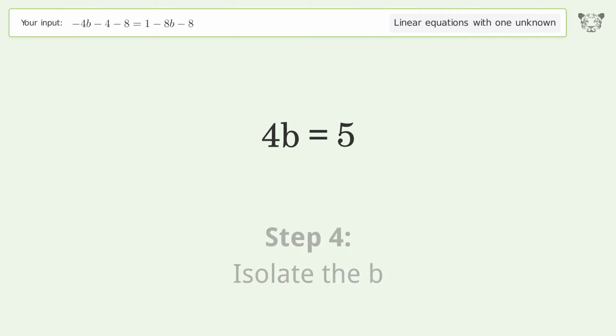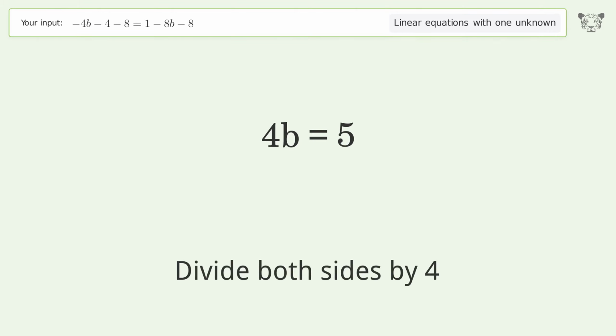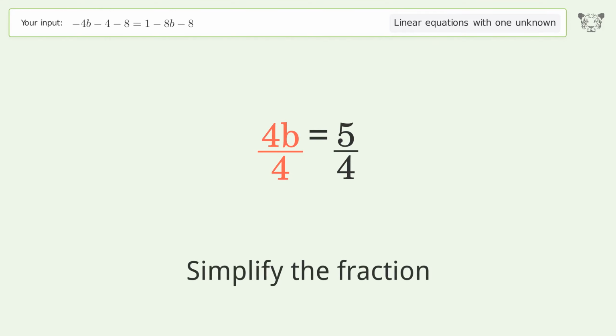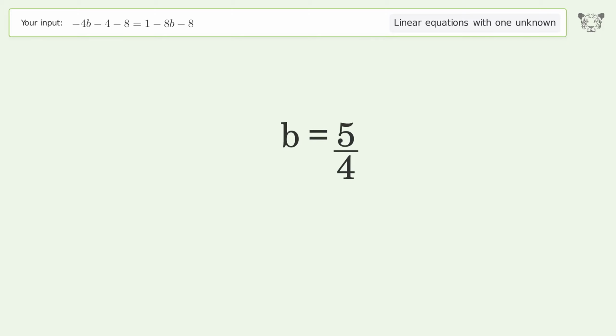Isolate the b. Divide both sides by 4. Simplify the fraction. And so the final result is b equals 5/4.